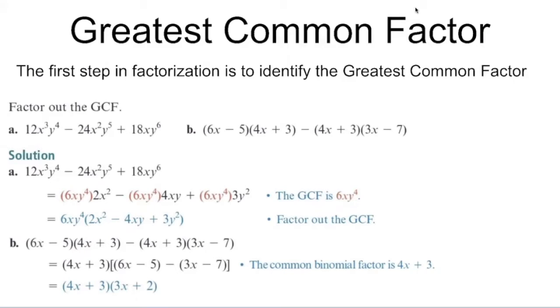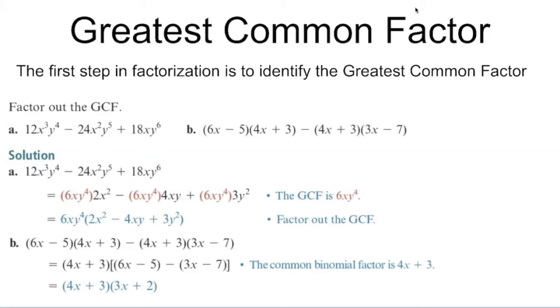Then you look at the variables. So the variables contained are x and y. And the greatest common factor in this instance for x is just x. But then for y, the greatest common factor is y to the power 4. We extract those out and we decipher what remains.